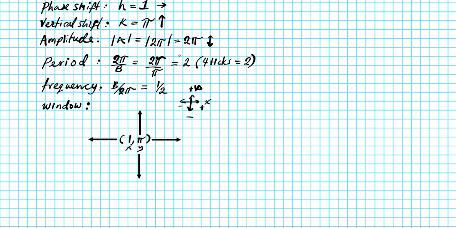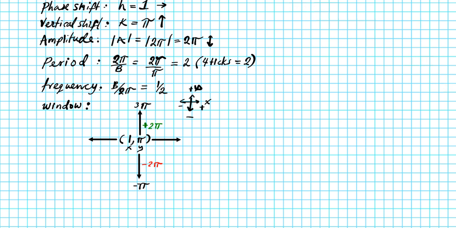So our amplitude is 2 pi. Going up, we're going to add 2 pi, and then going down, we're going to subtract 2 pi. Let's calculate what that is. Pi plus 2 pi is 3 pi, so our maximum displacement is going to be 3 pi. Pi minus 2 pi is negative pi. So that's going to be our minimum displacement from the center.